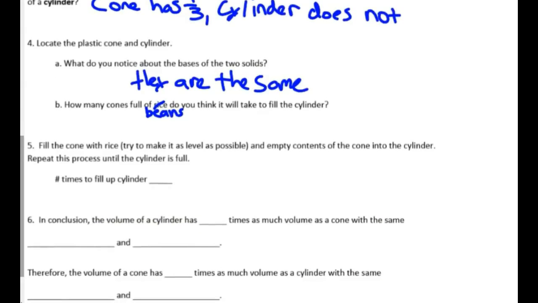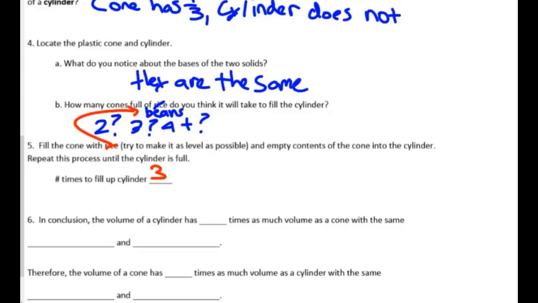So the question we have is: was it 2? Was it 3, 4, or more? I don't know. But on 5, here's where we did the experiment. We filled it up with beans, right? And how many? The number of times it took. What are we going to put for this blank? 3, right? So write that in.